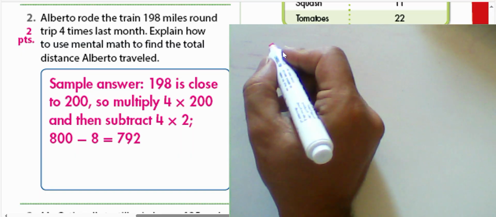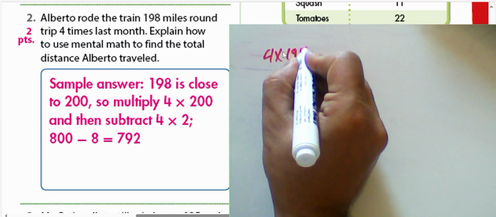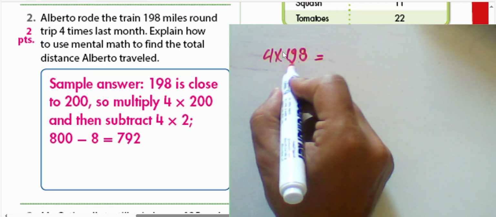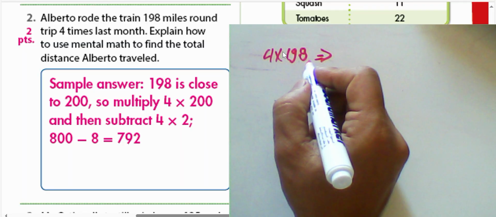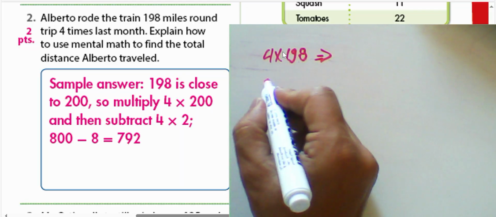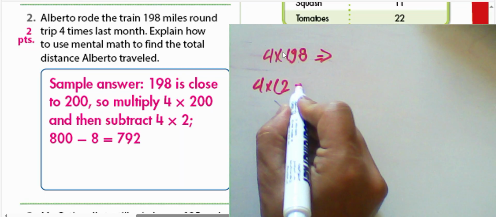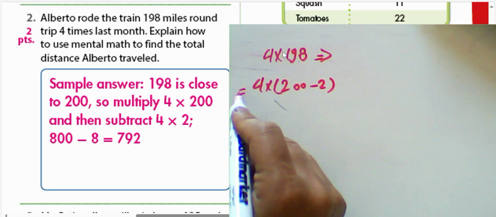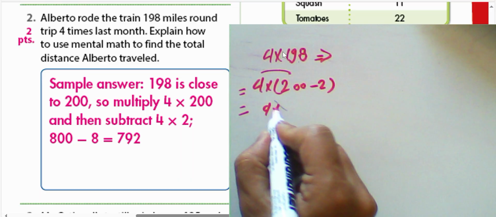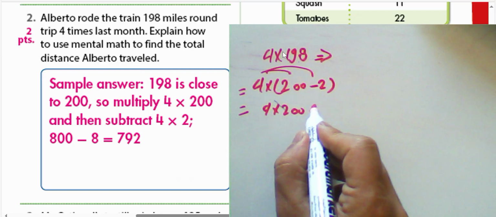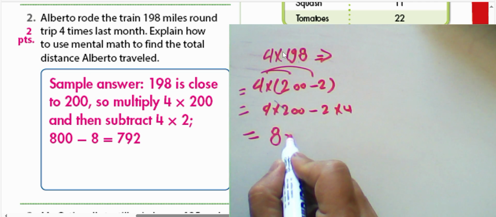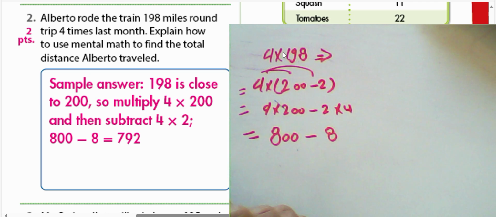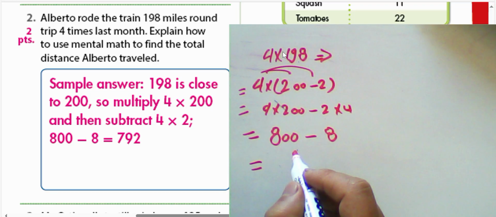4 times 198. This number is nearest to what? 198 is nearest to 200. You can write 4 times 200 minus 2, and then write 4 times 200 subtract 2 times 4. 4 times 200 equals 800. 2 times 4 equals 8. And then we can find the difference between them.